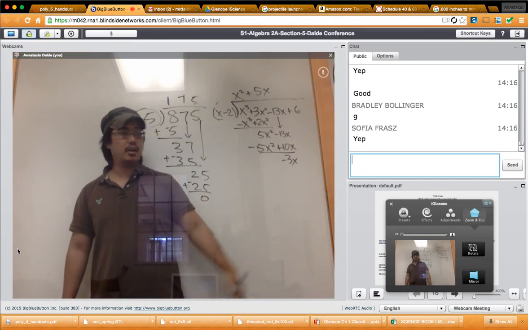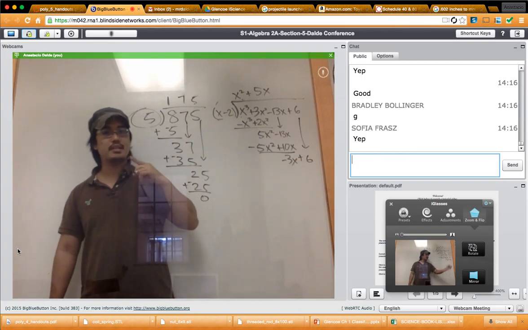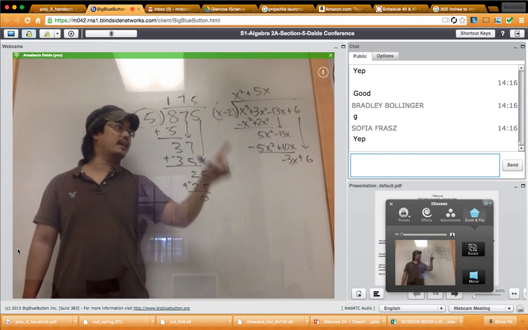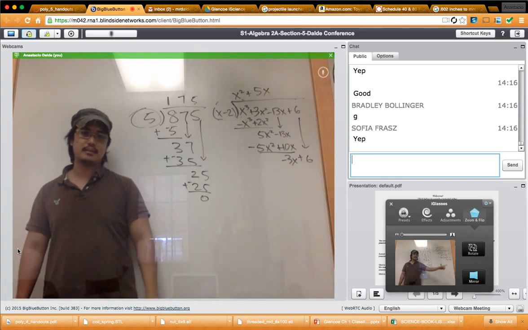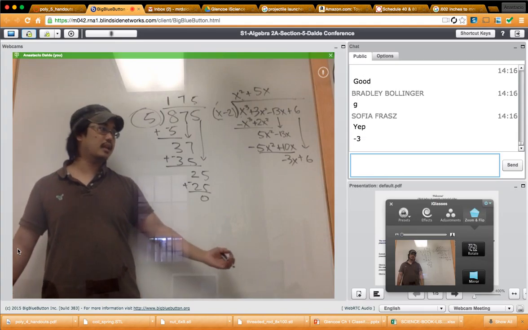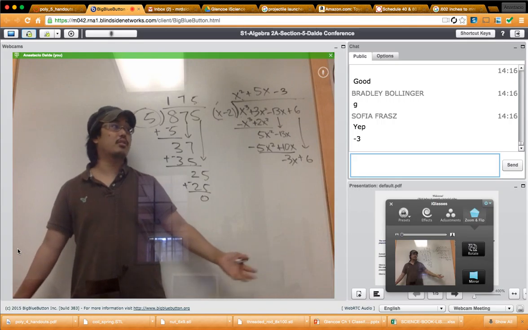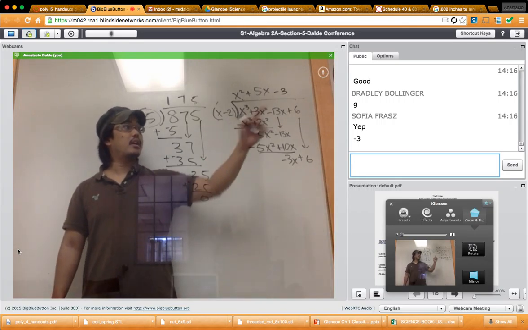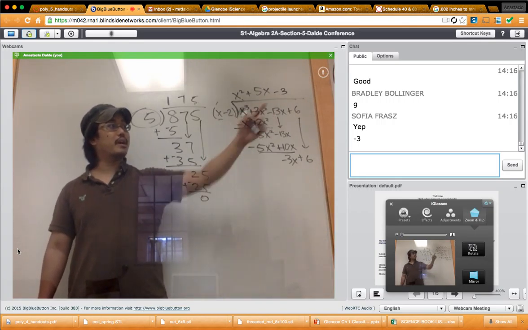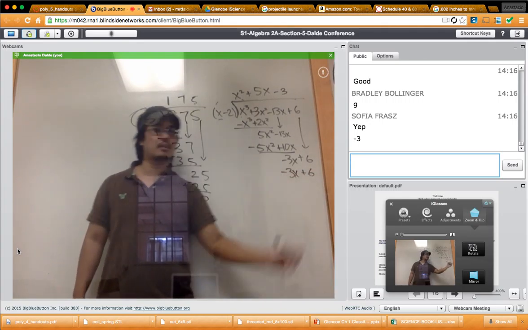All right, now I'm going to drop down. And then I'm going to ask myself, what do I need to multiply x by in order to get negative 3x? We just need negative 3. Right, the x is already there, so we just needed the negative 3. All right, now I'm going to multiply this whole thing by negative 3. So I have negative 3x plus 6. Are we cool with that?